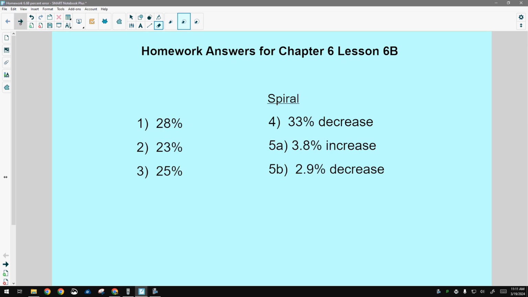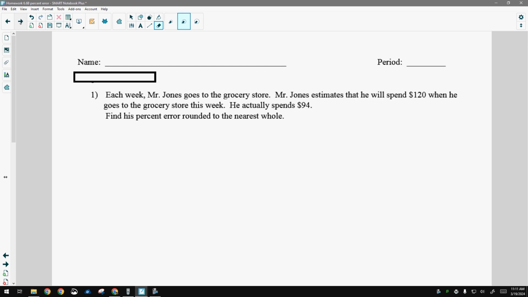All right. Number 1, Mr. Jones goes to the grocery store and he estimates what he will spend. Let me get my pen out because I want to circle my numbers. He estimates that he will spend $120 when he goes to the grocery store this week. He actually spends 94. When I see that word actually, I like to circle it with the number.